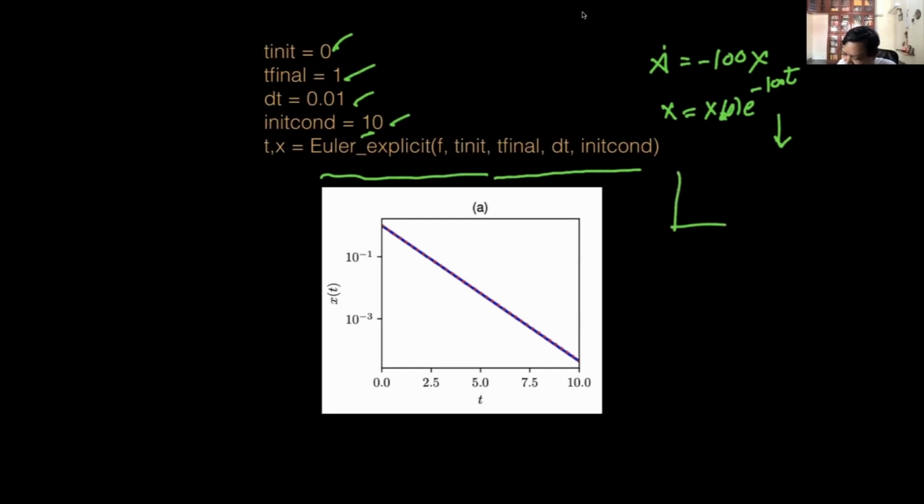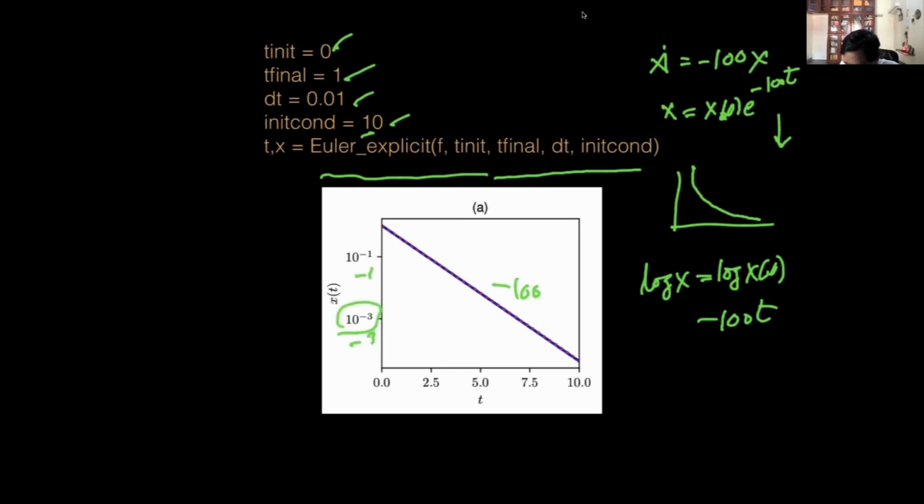Okay. If I plot in linear scale, it's going to go down like that. But it's not clear. I mean, is it 1 by x squared, or exponential? So if you plot in semi-log scale, you'll get a straight line, right? Everybody knows that log x is log x0 minus 100t. So the slope of this line is minus 100. Okay, in log scale. So if I make a log, this is minus 1 and this is minus 3. But it's written like 10 power minus 3. But it's really, beginning is log.